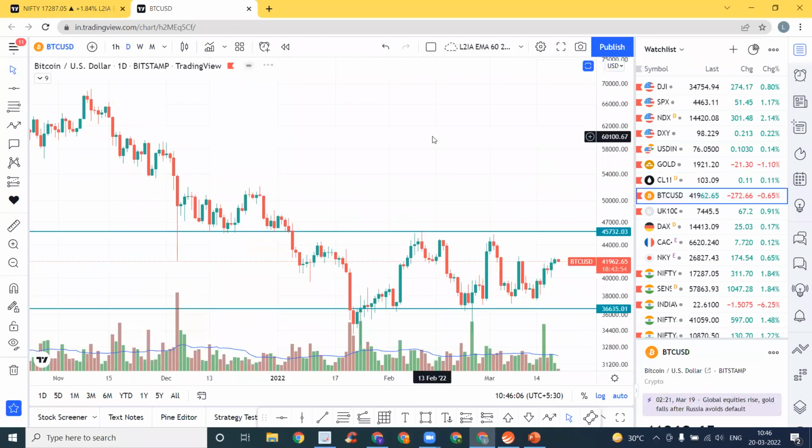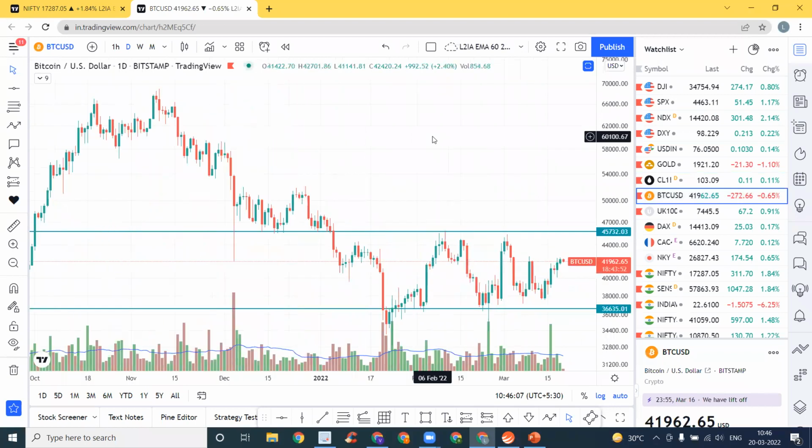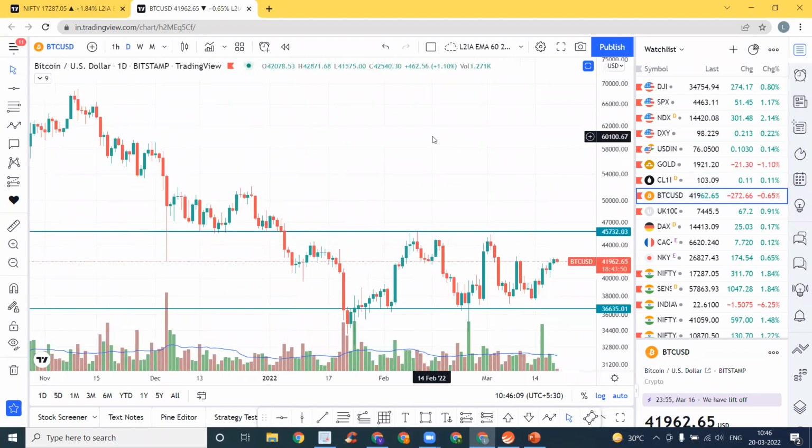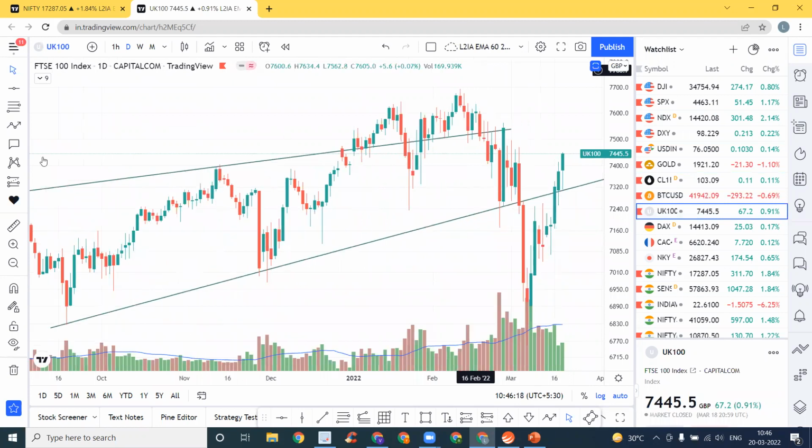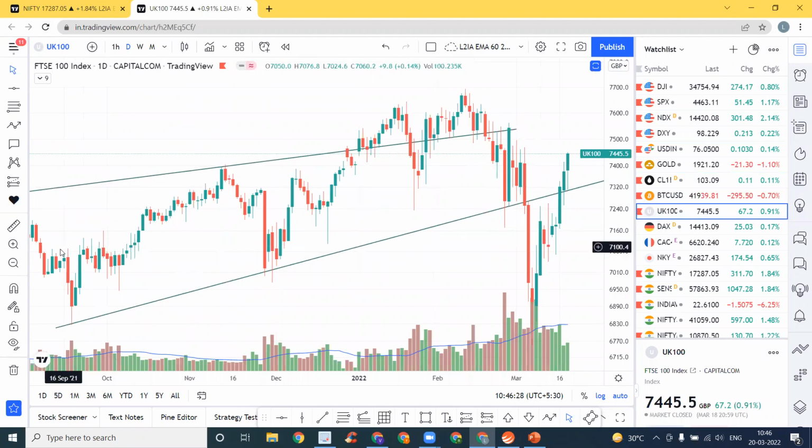Okay. Bitcoin is going downwards. I don't know much about Bitcoin. Nor at present am I even interested in doing it. The London market, the FTSE market, was moving in this trend. It went up and then suddenly it started falling. It went down very badly. You can see it has gone down very badly.